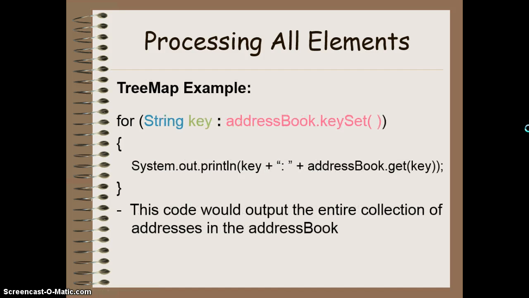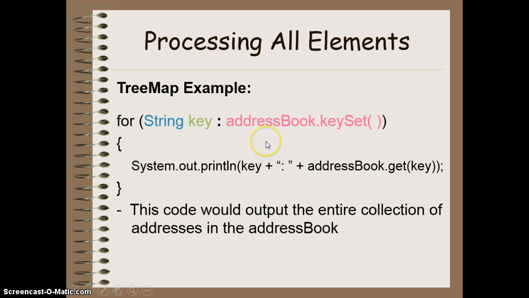In a tree map, it's slightly a little bit more confusing because we have both keys and values. But remember, each value is linked to an associated key. So if I use the key set method, what that will allow me to do is return all the keys in my address book, my tree map of address book, go through each key and store each one of those keys as a key, and I can do something with it.